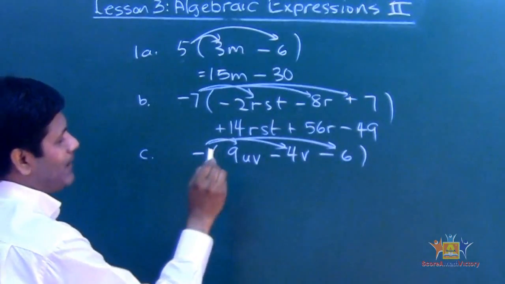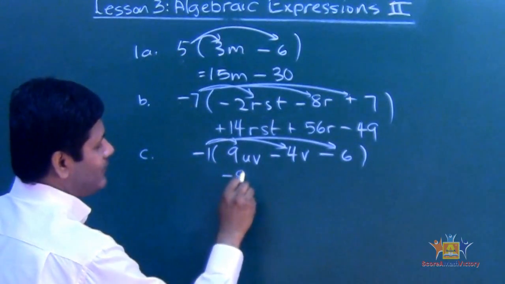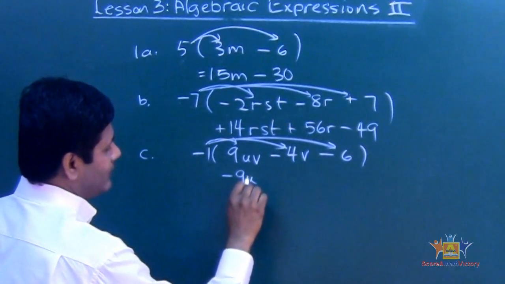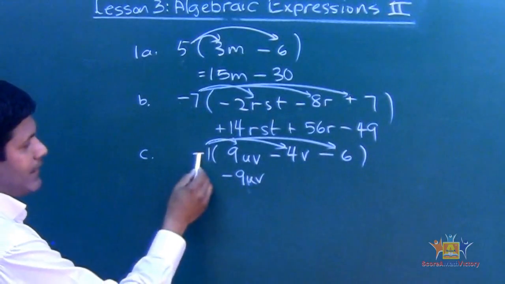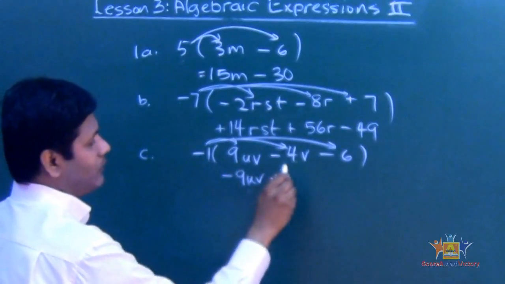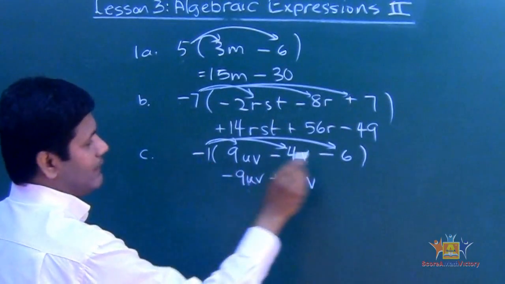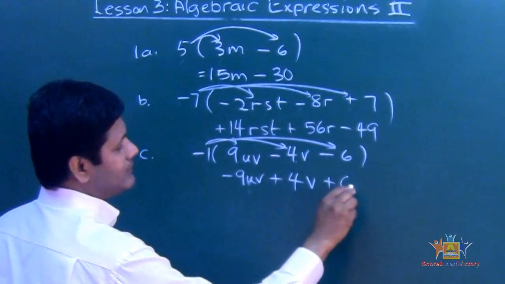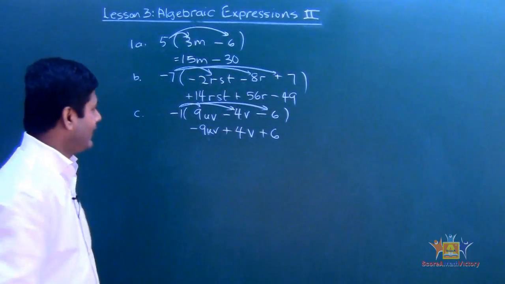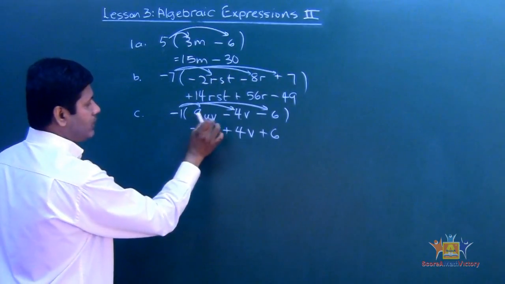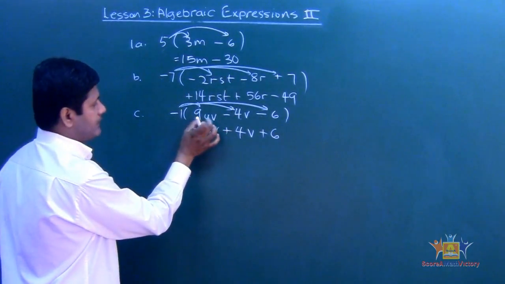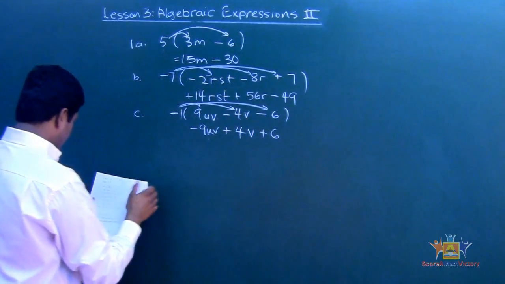Negative, positive. 1 times 9 is negative 9UV. Let me make sure the U is right. Negative, negative, negative, positive. 1 times 4 is 4V. Negative, negative, positive. 1 times 6 is 6. So each term gets it, not individual unknowns. They're multiplying. So each term. Okay, let's do D.